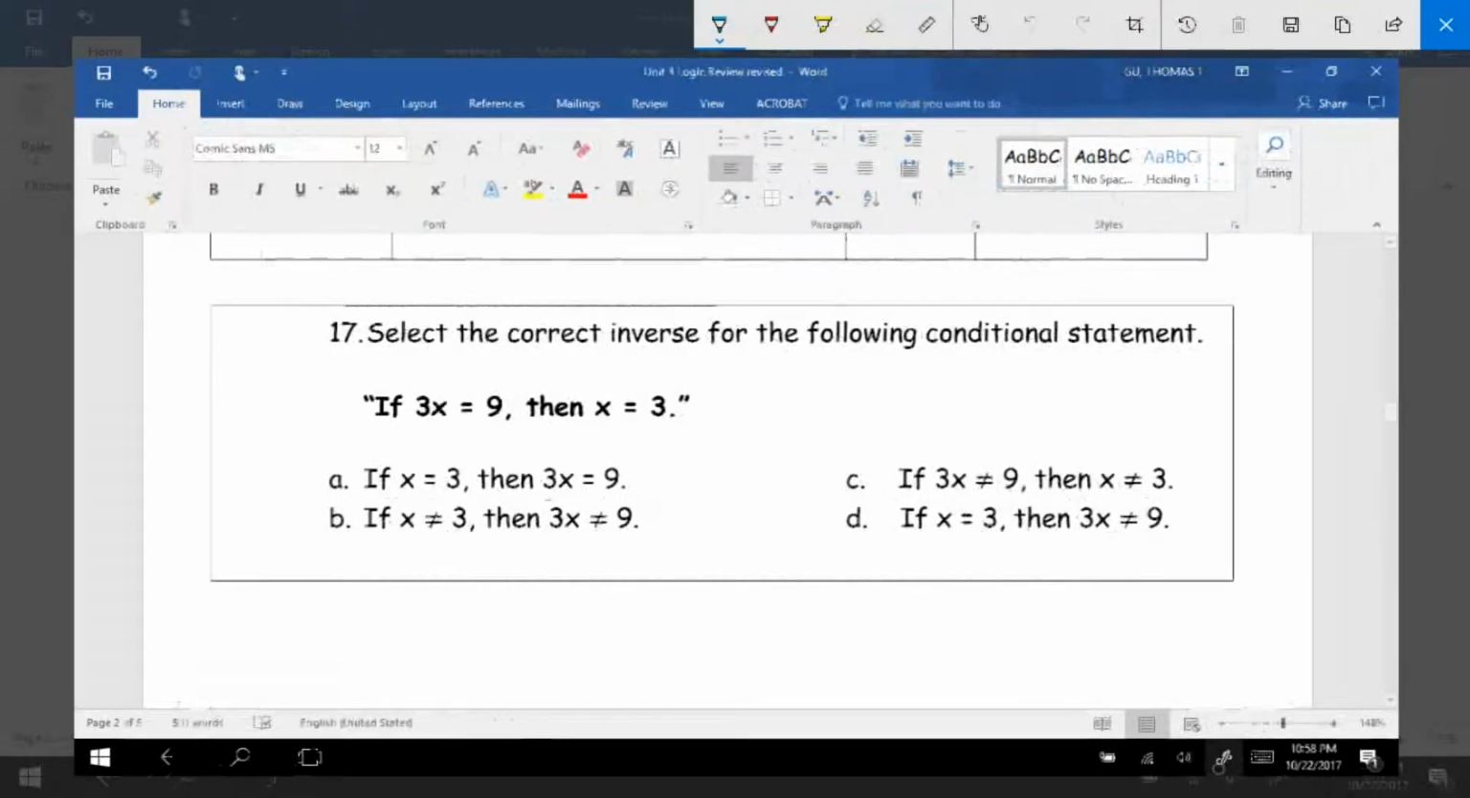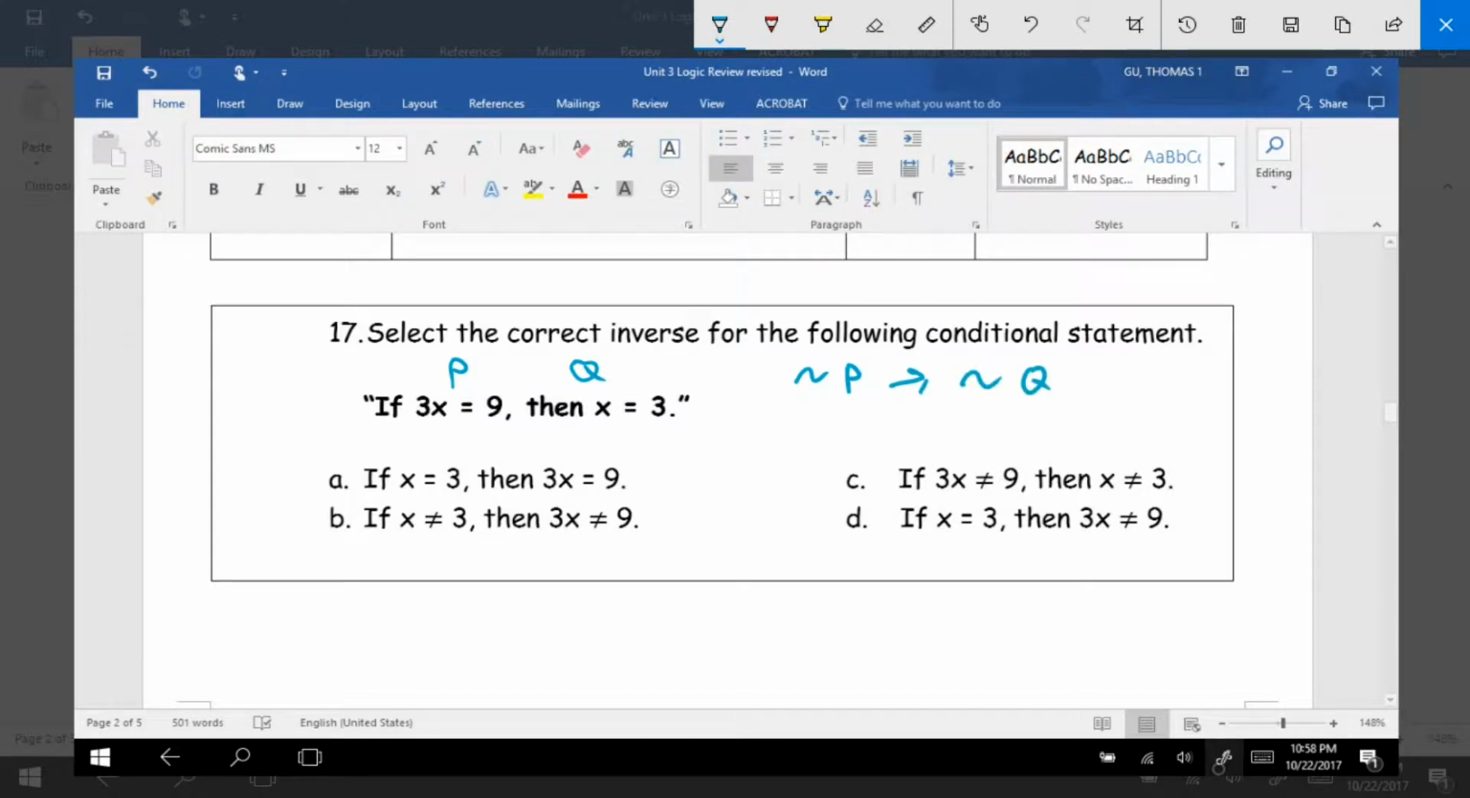All right, number 17, and I'm also going to throw in the next section because 17 is pretty quick. So select the correct inverse. All you have to do is find the inverse for the following conditional statement. Remember, original is if P, then Q, and inverse is if not P, then not Q.